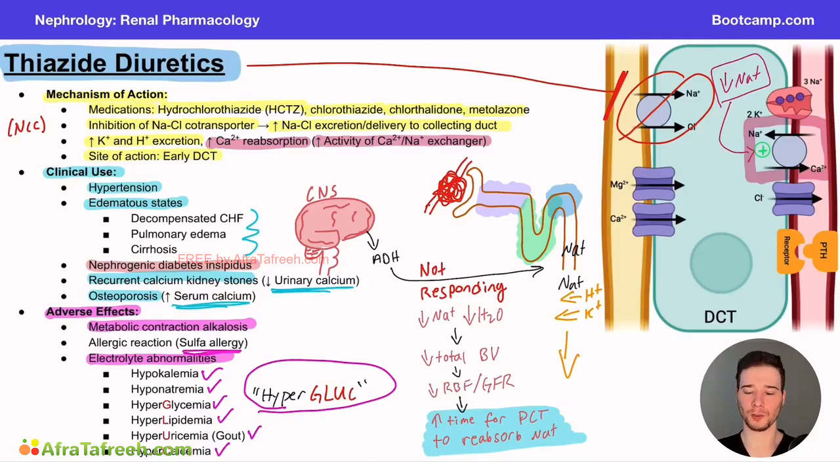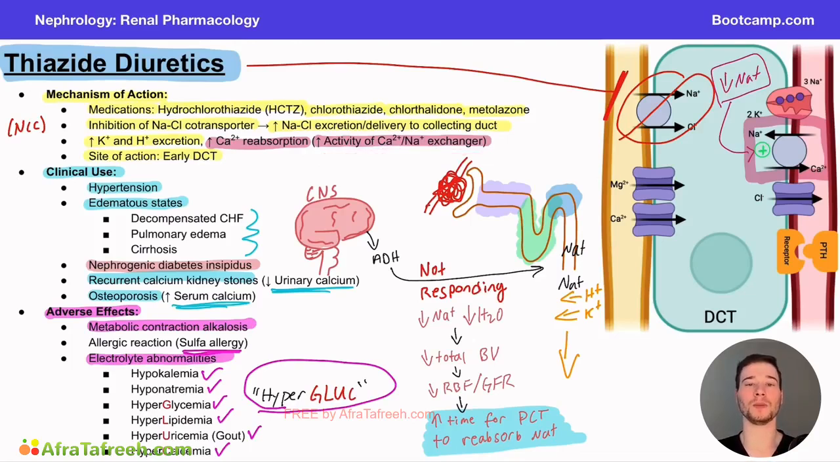And so quickly, just in summary, we talked about thiazide diuretics in this video. Mechanism of action, it inhibits the NCC channel here. There's a lot of similarities between this mechanism and that of loop diuretics. This is ultimately going to lead to increased sodium chloride excretion from the body, which should make sense, increased delivery to the collecting duct, and we're indirectly going to activate the calcium-sodium exchanger. We talked about that mechanism extensively.